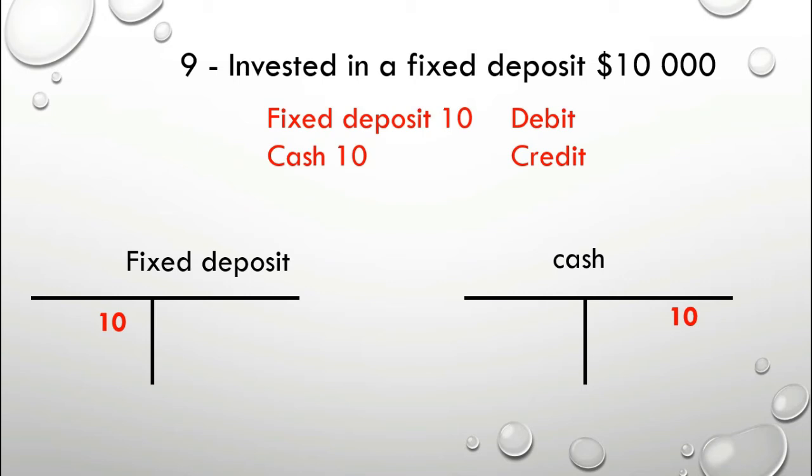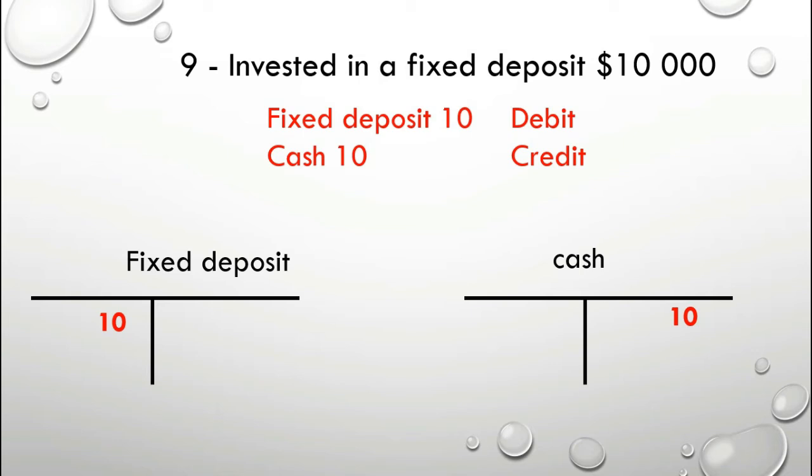Next one, invested in a fixed deposit 10,000. When we are investing, we will take money from our business and go to a bank and put it into a fixed deposit account. So when we take money and go to the bank, cash is going out of the business. Cash is an asset. Reduction in asset is always credit. So we can go to the cash account and credit 10,000.